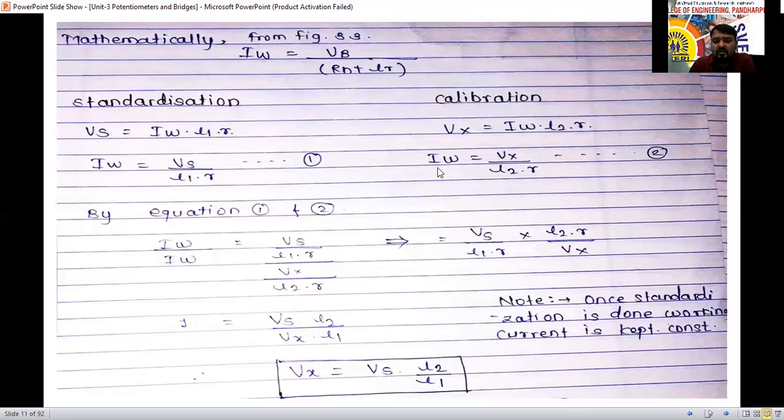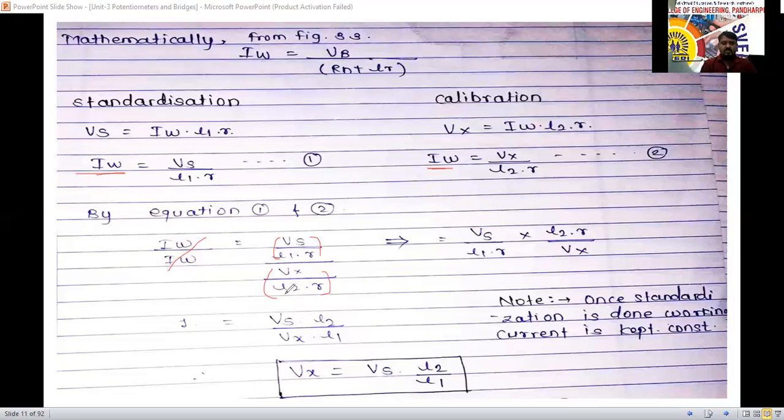See the left-hand side of equation 1: here also I_W is there, and here also I_W is there. So we can directly equate the two equations, or make equation 1 divided by equation 2. The left-hand side will be I_W by I_W, which is nothing but 1. So V_S by L1R equals V_X by L2R.